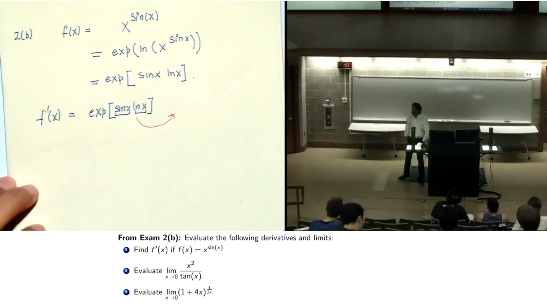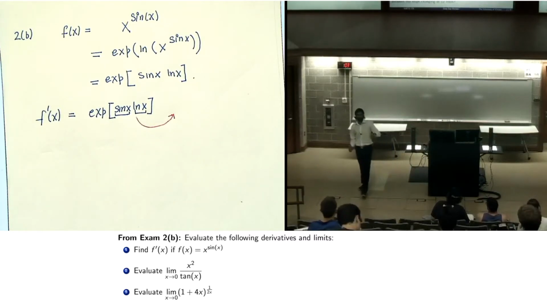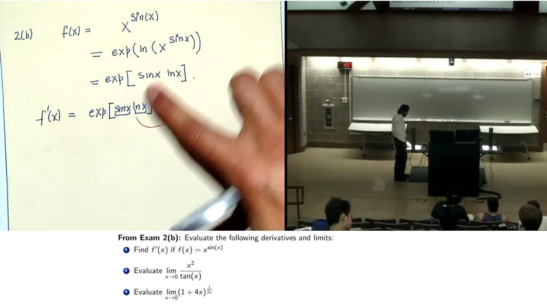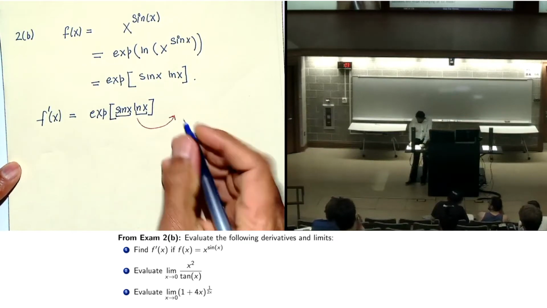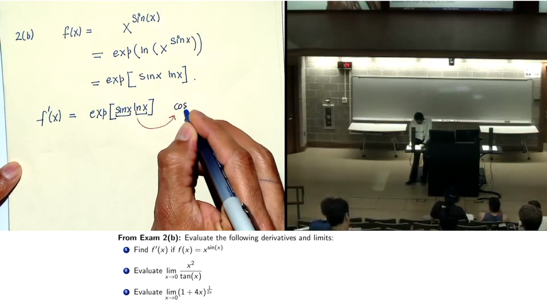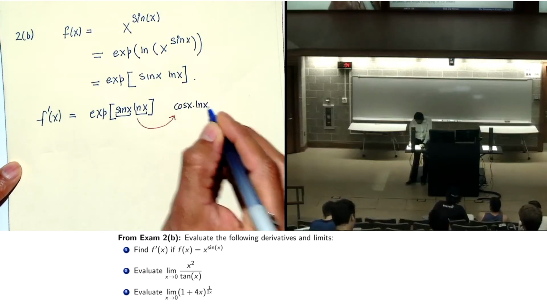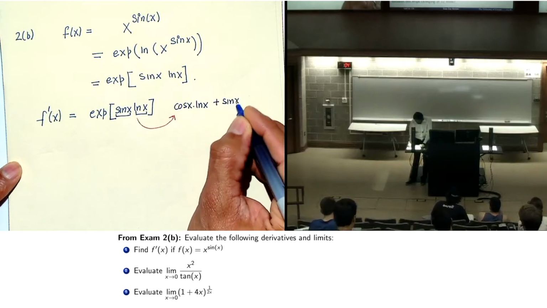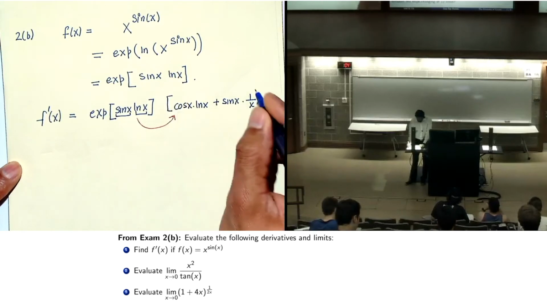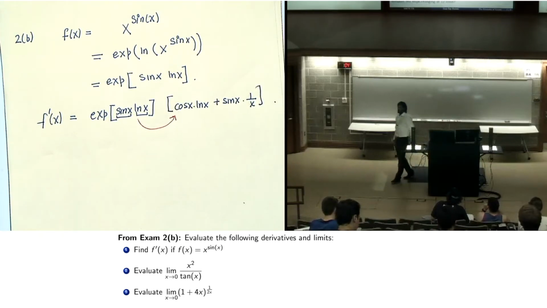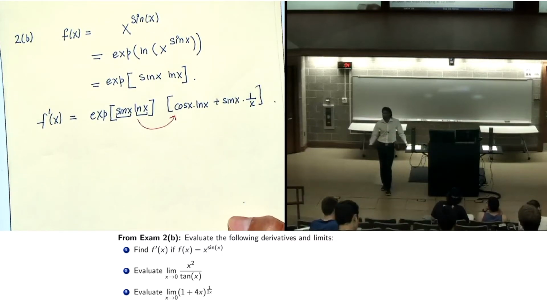So the inside function is the product of two functions, so I will use the product rule. I already used the chain rule: the derivative of e to the x is e to the x, and the inside function stays as it is. Then I multiply by the derivative of the inside function, which is cosine of x times ln of x plus sine of x times the derivative of the logarithm of x, which is 1 over x. That's all. You don't have to simplify anything if you do not feel like simplifying. But if you want, then good luck.